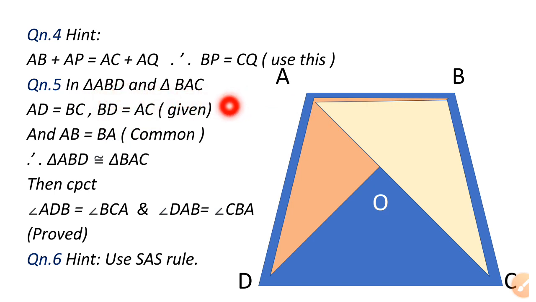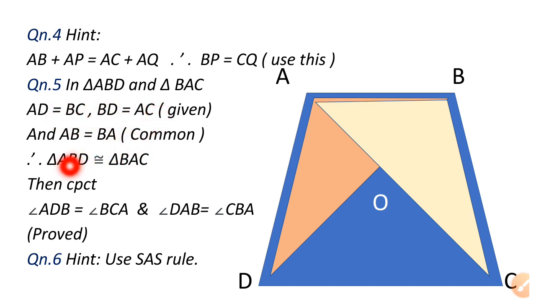And one more thing, AB is equal to BA. AB or BA, you can say, in reverse. Whenever we say triangle ABD, the length is taken as AB. Whenever we say BAC, the length is taken as BA, but the length is equal because this is the common side. So we got the three equal sides.